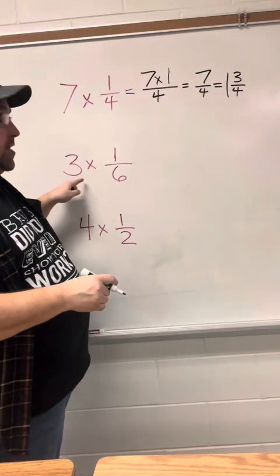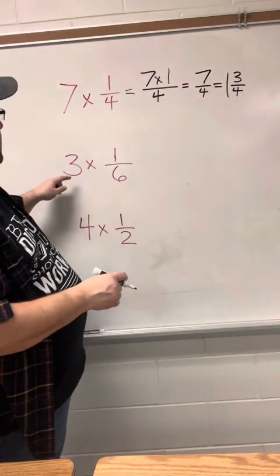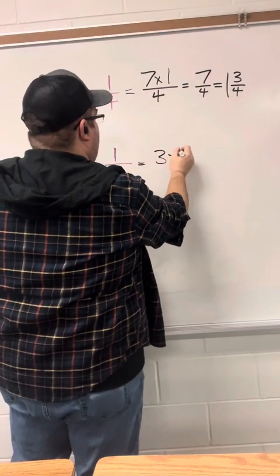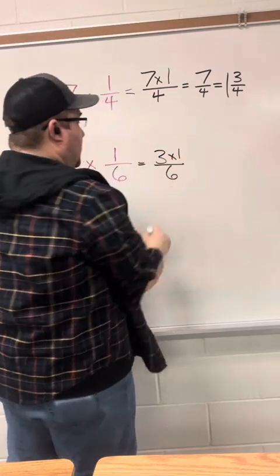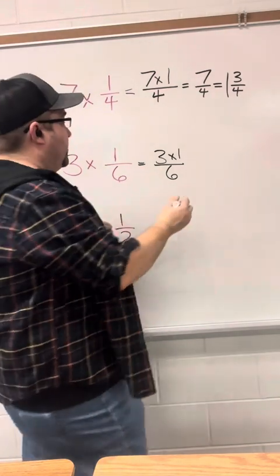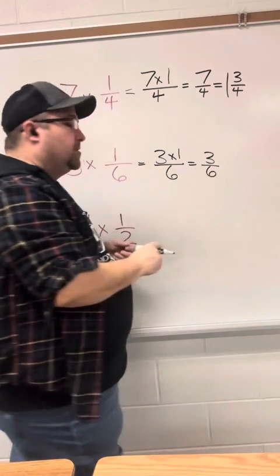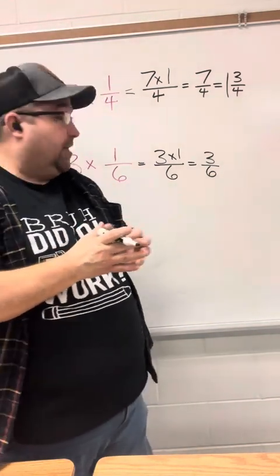Let's take a look at this one. 3 times 1/6. Well, again, we're going to get 3 times 1 up top and a 6 for our denominator. So 3 times 1 is 3 and over 6. Now, let's talk about simplifying if we can.